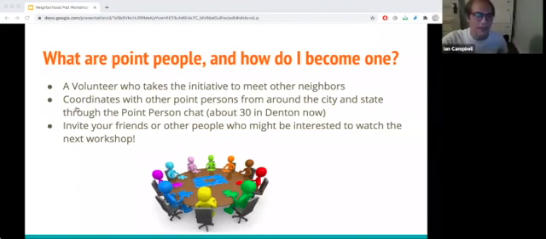Cool. So I mentioned that word, point person, and it's a fancy word, but really a point person is not somebody who's in charge of their neighbors or anything like another petty HOA tyrant, right? They're just the first person taking the initiative to go out and meet their neighbors. A role of coordination, not power. So by going through this training, you're basically a point person, or at least you've got the skills to be a point person if you would like to do that.